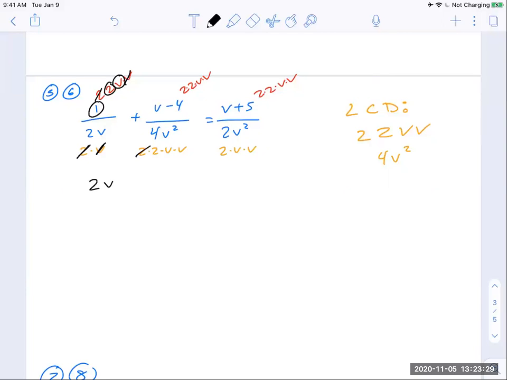My second one, 2, 2VV, cancel 2, 2VV. What am I left with? Just a V minus 4.